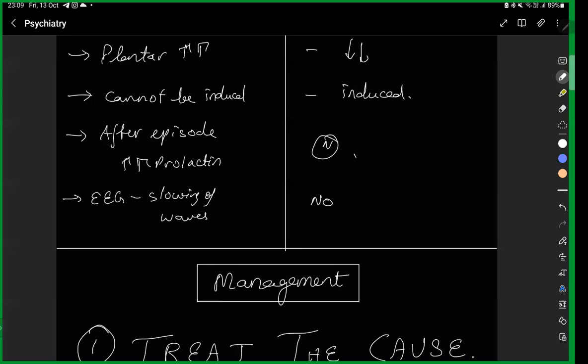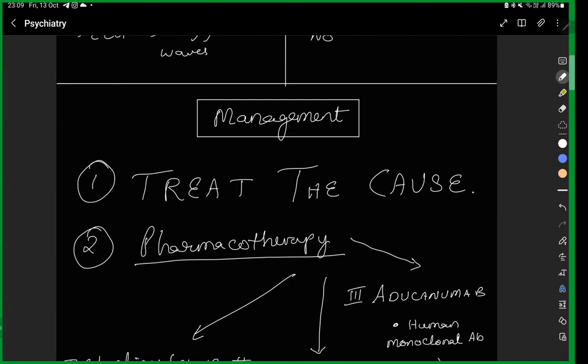Treat the cause. Number one, first and foremost, what are you going to do? You are going to treat the cause. Then, second thing you are going to do is pharmacotherapy.